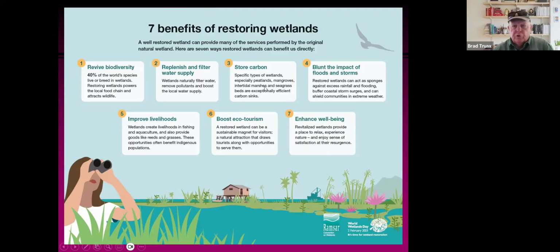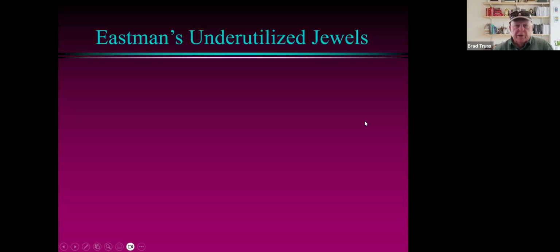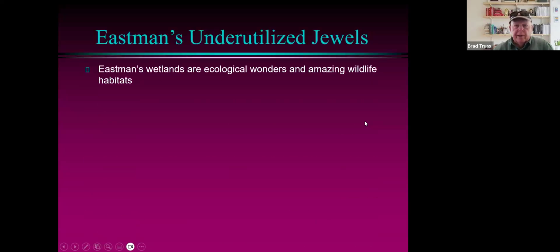The wetlands also store carbon. Wetlands will also blunt the impact of a flood or a storm. And they have other things that they do for people who live around wetlands. So Eastman's wetlands are really underutilized jewels.